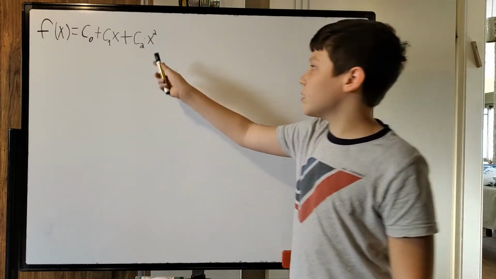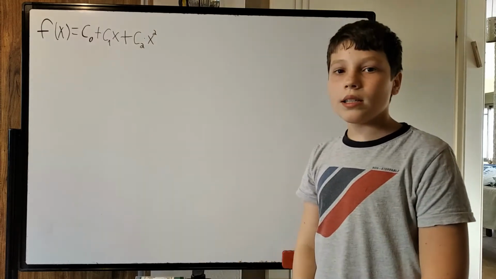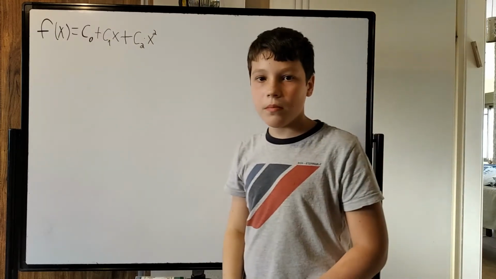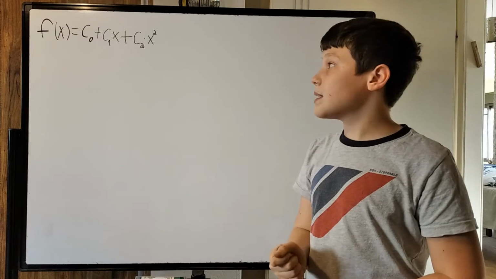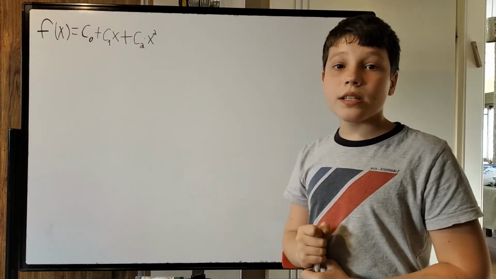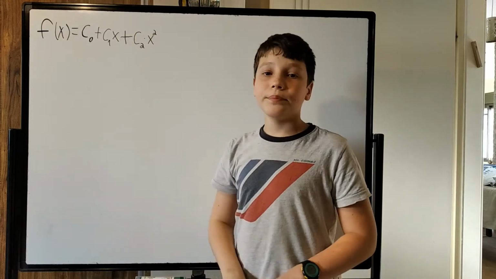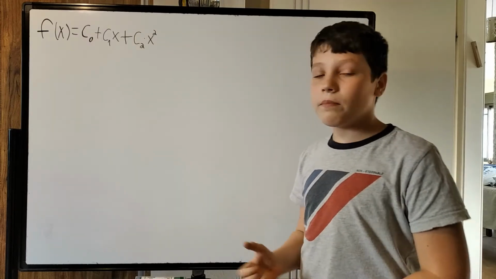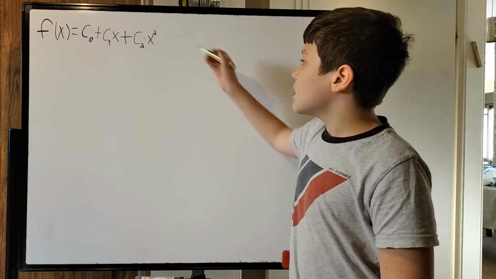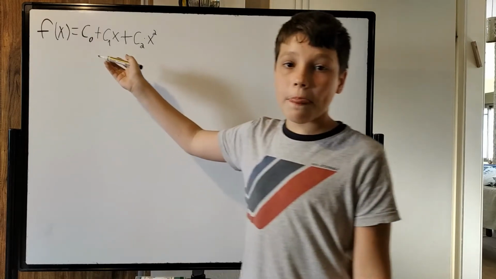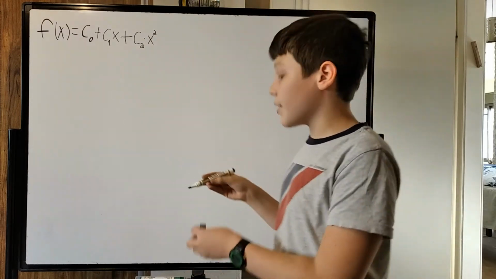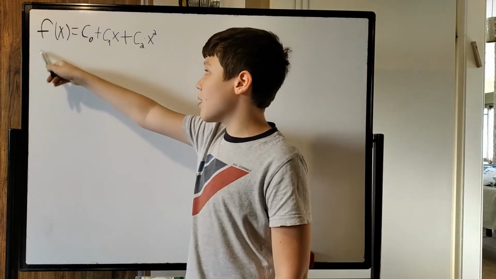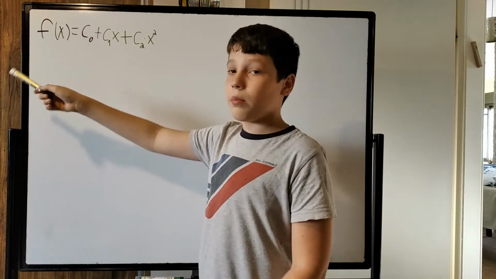So, let's see. We want to find what c0, c1, and c2 are. The way we're going to do that is plugging certain values of x into the function and seeing what comes up. Maybe stuff will cancel, and then we'll find values for all these constants. A thing you might notice is plugging in x equal to 0. Why? Because here we have f of 0, just a number. We don't know which number, but just a number.